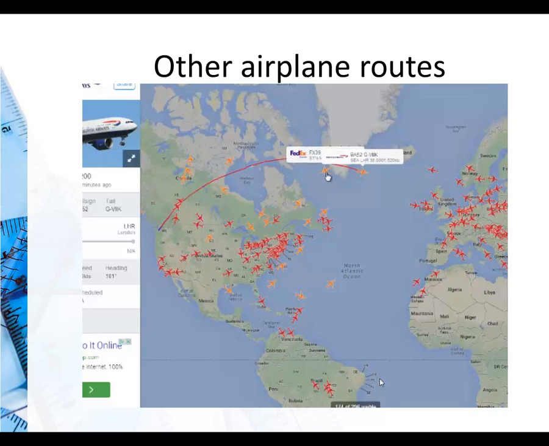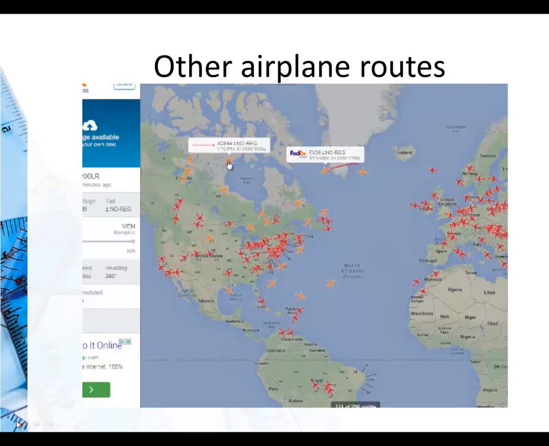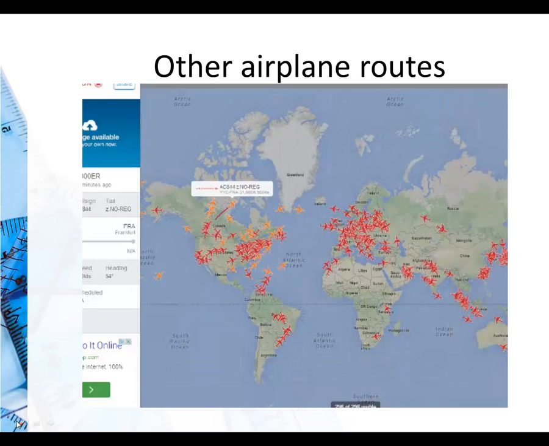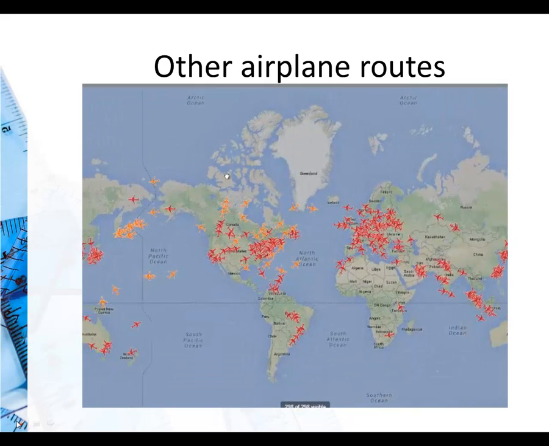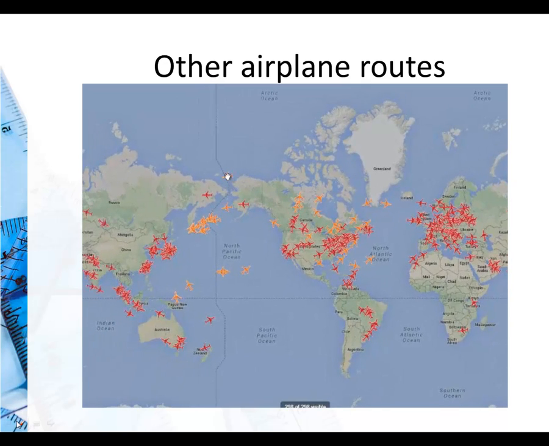Let's see what some other planes are doing. This one, ooh, there's a FedEx plane. Oh, it looks like they're starting up in Greenland. Here's an Air Canada that's going to France. So it's heading, it doesn't even look like it's going in the right direction. It seems to be heading north. France is over here. So we're going to take a look at the geometry and see why these planes are going in such interesting directions.